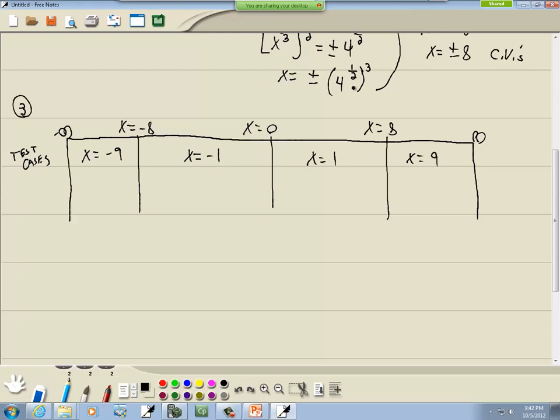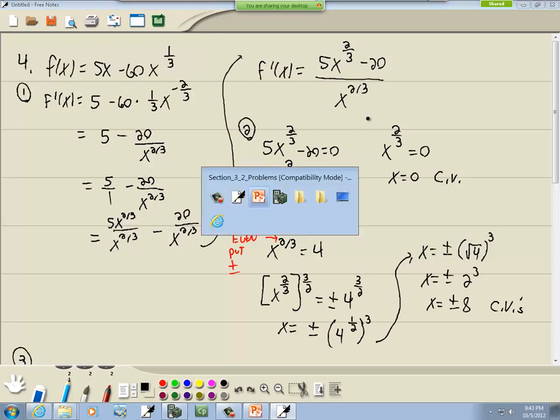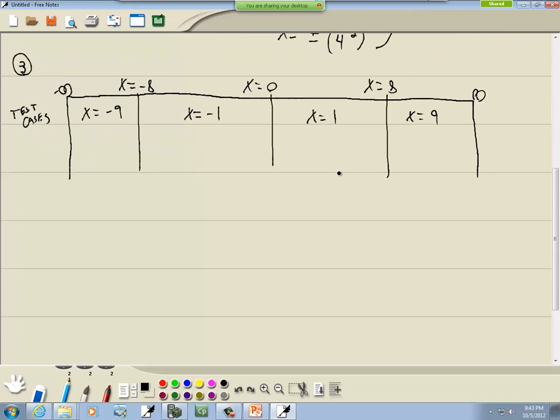And we want to plug them into our derivative. So let me find out what our derivative is. I guess it's this: 5x to the 2/3 minus 20 over x to the 2/3. Let me jot that down on a piece of paper so I don't have to keep going back up and down. Okay, so I want to plug the test cases into our derivative.